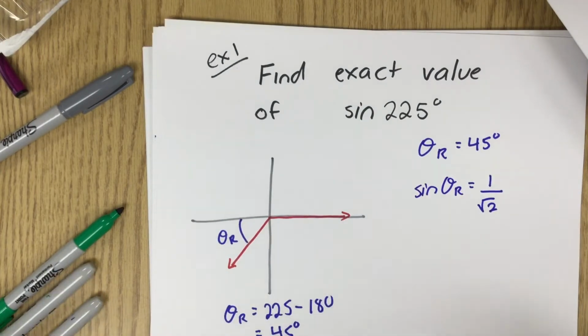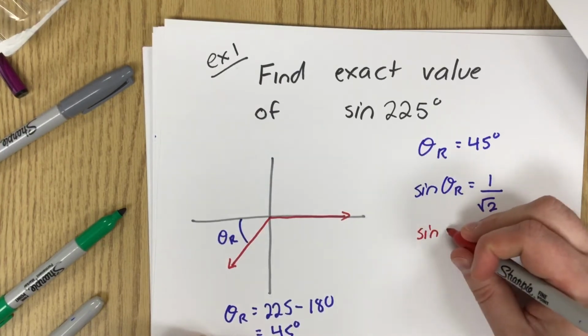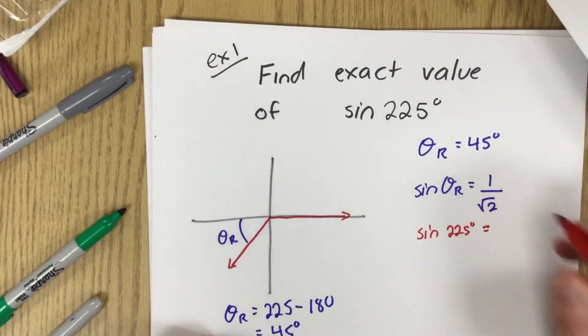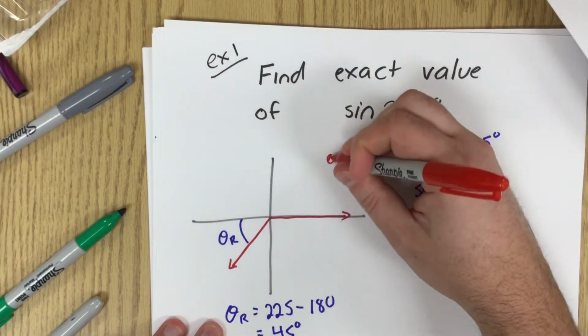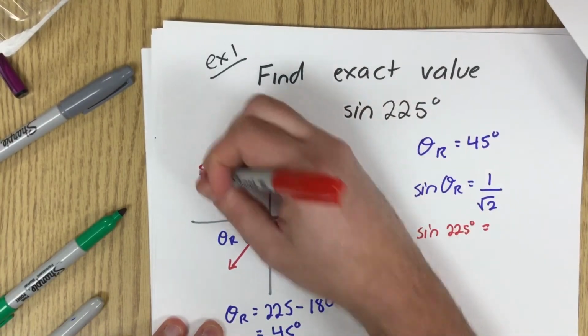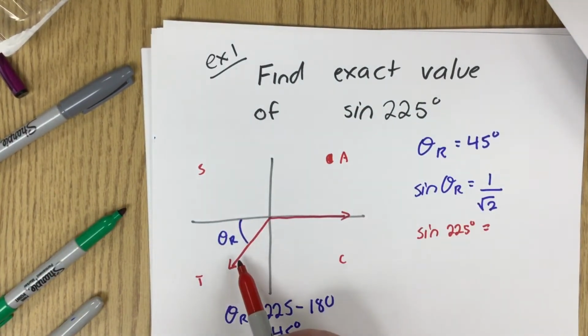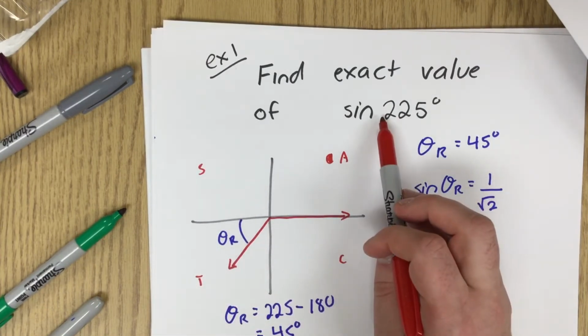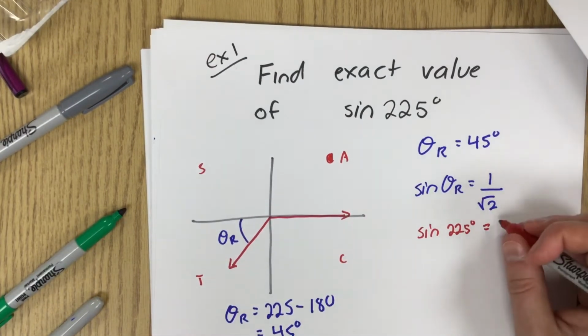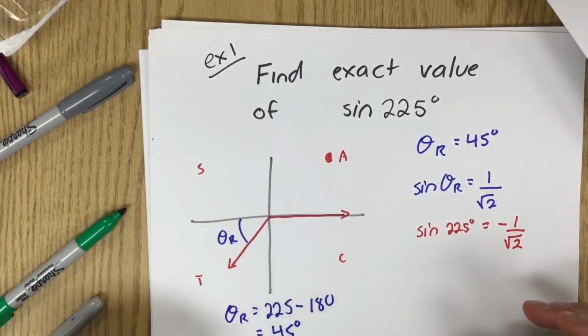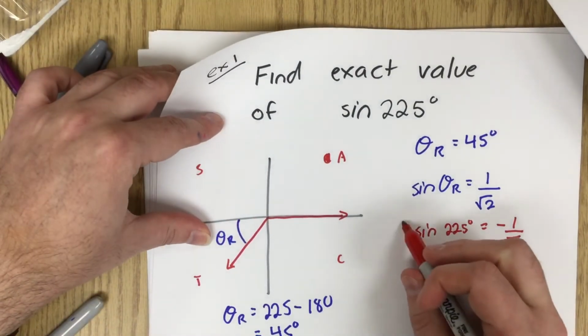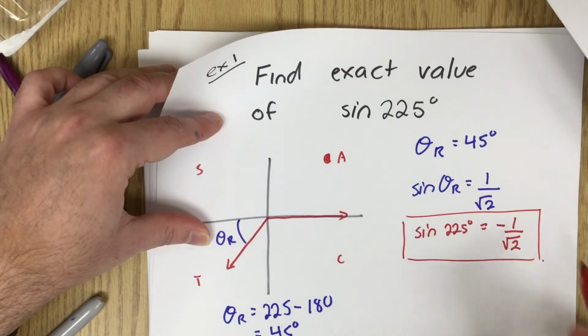And what that tells us is that the sine of ours is going to be the same thing, maybe negative. Now, how do we know if it's negative or not? Well, we're going to look at the CAST rule. It's in the third quadrant, so tangent is positive. This is not a tangent, it's a sine, so it's going to be negative. So the sine of 225 is negative 1 over root 2. And we did all that. So that's the exact answer without a calculator.